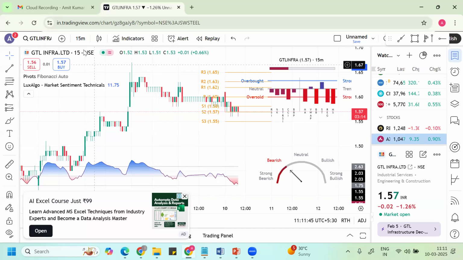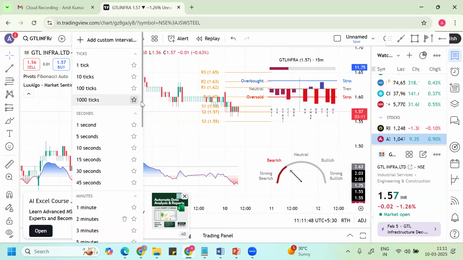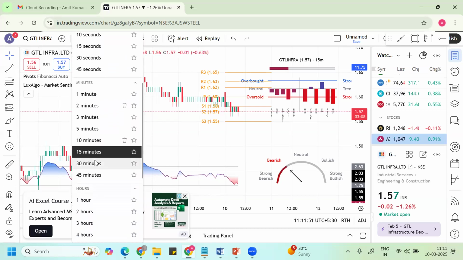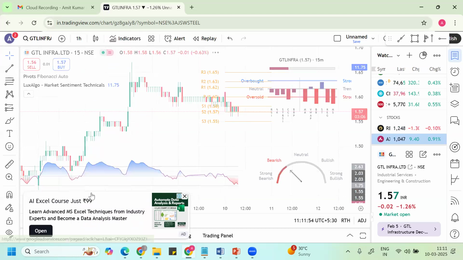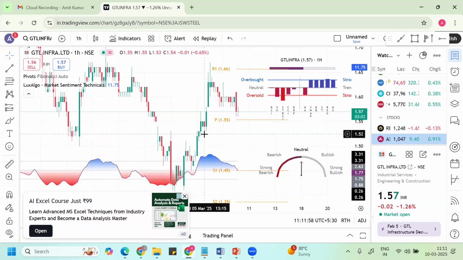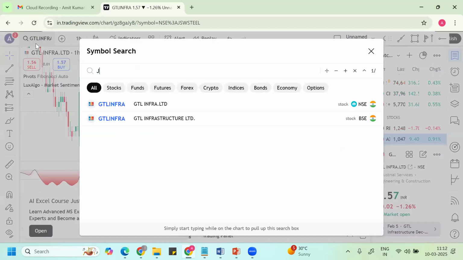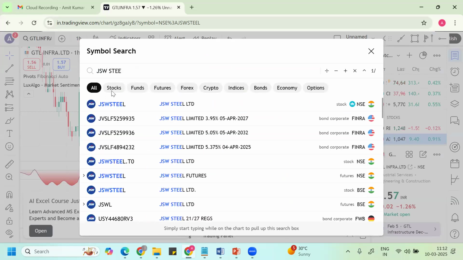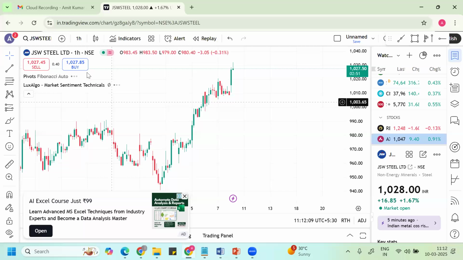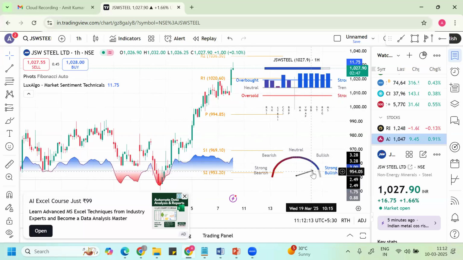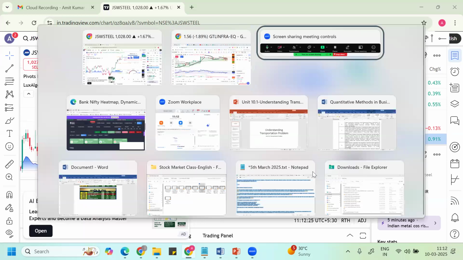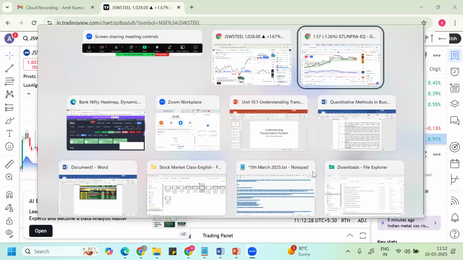For intraday purposes, use the time frame of 15 minute. For swing trading, you can use 30 minute, 45 minute to 1 hour time frame. You can search for 1 hour, 2 hour, or 30 minute time frame. Maybe I want to buy JSW Steel for swing trading purposes. I can see in the 1 hour time frame that it looks very strong bullish. Maybe for intraday purposes it looks different. Swing trading depends on how long you want to hold, so you increase your time frame.